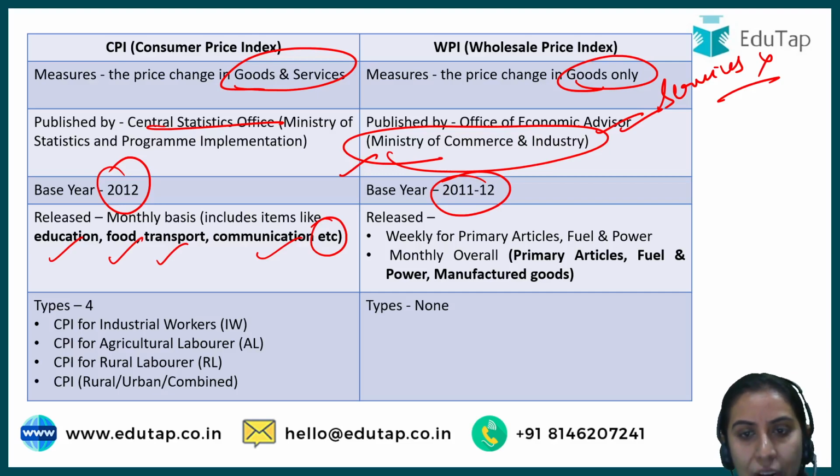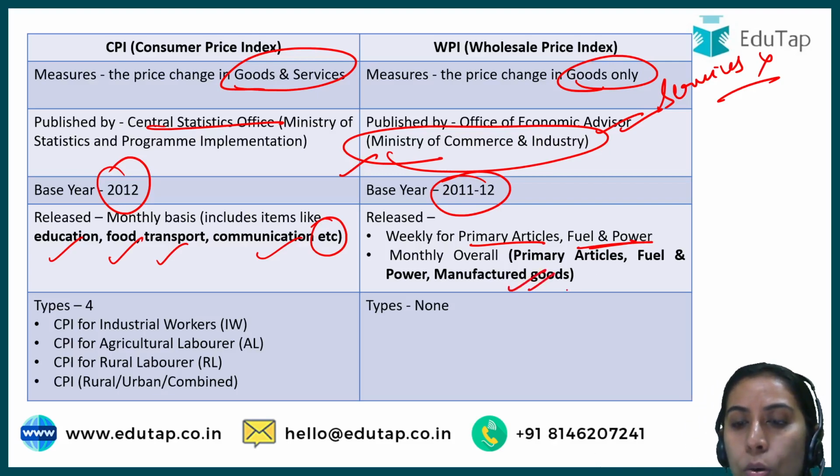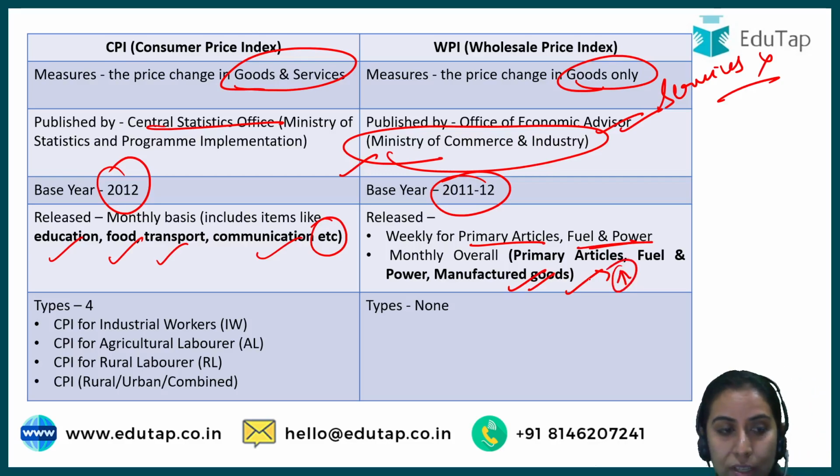Moving to the WPI, it is released weekly for the primary articles, fuel and power, while overall it is released on a monthly basis, which includes primary articles, fuel, power and manufactured goods. Here manufactured goods have the highest weightage. Okay, you also have to know this.